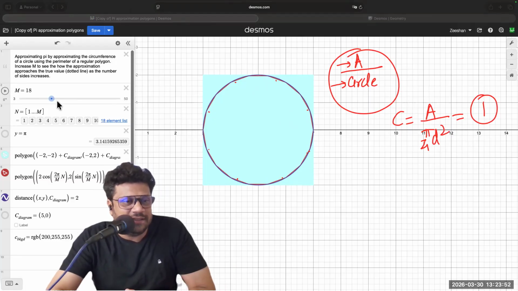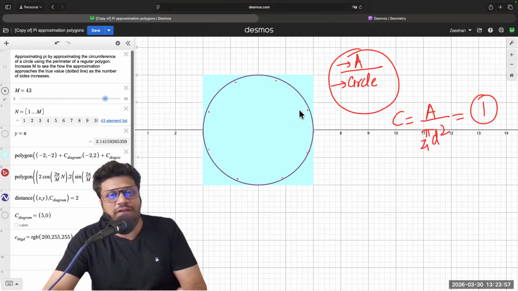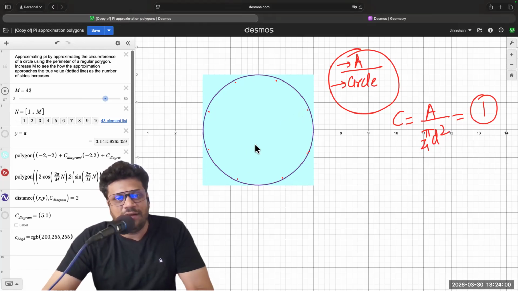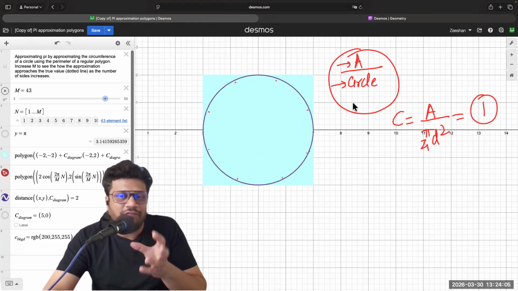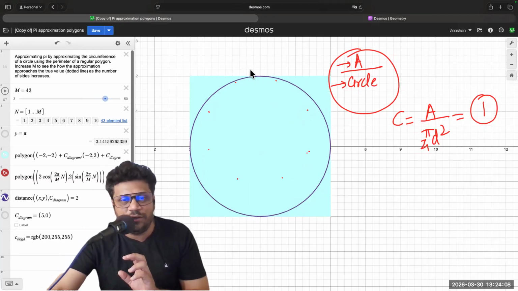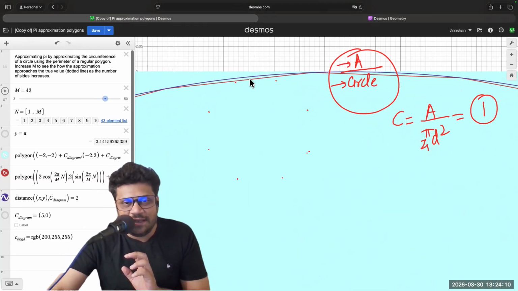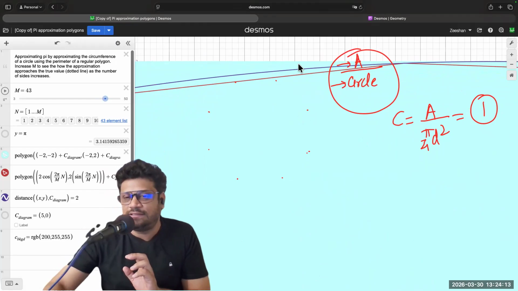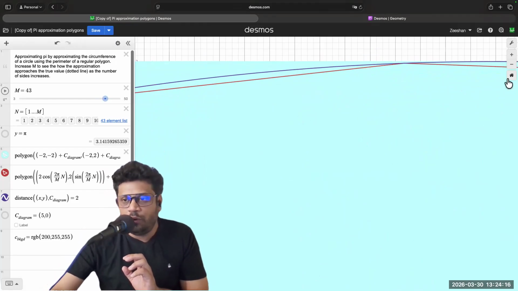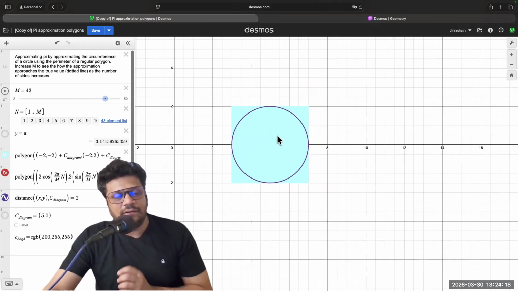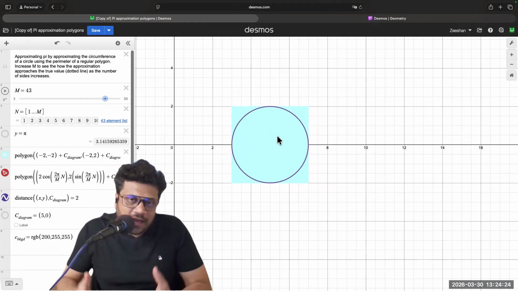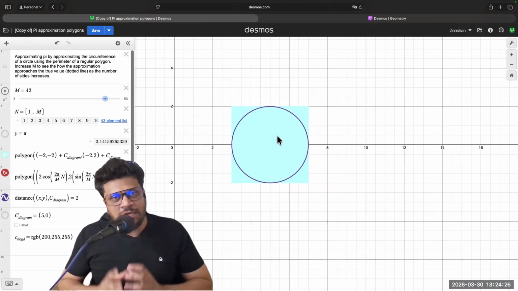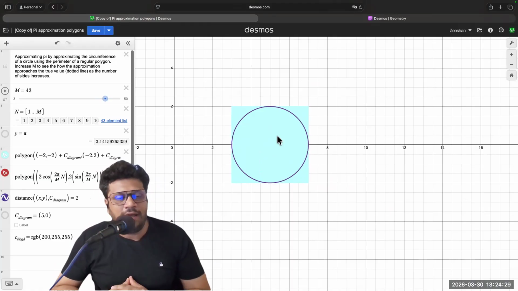Okay, let's increase the number of sides more. Now you can see there's no difference between the polygon inside that circle and the circle itself. The compactness has reached a value close to 1. Although if I zoom in, you'll see there is still space left. So what you're looking at is the area of an enclosed region divided by the area of the circle it is inside, and that is the compactness of that polygon.